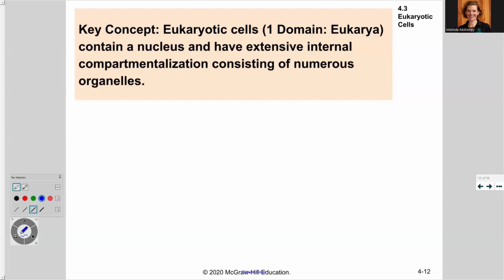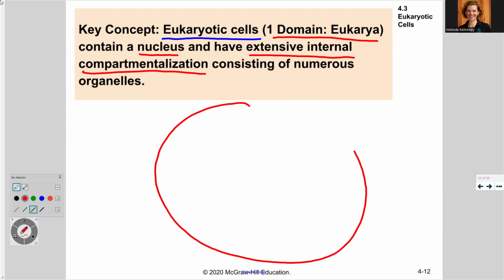This video is key concept for chapter 4, Bio 181 on eukaryotic cells. So eukaryotic cells, in the domain Eukarya, all of these cells have a nucleus and extensive internal compartmentalization. So they're really much larger than prokaryotic cells.